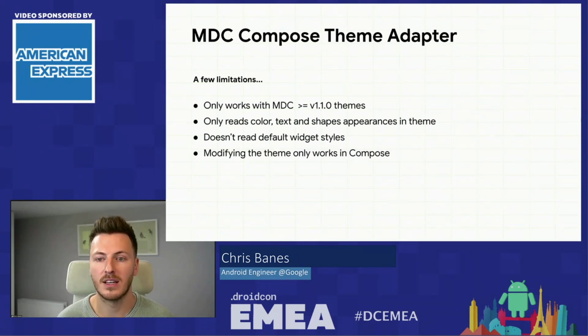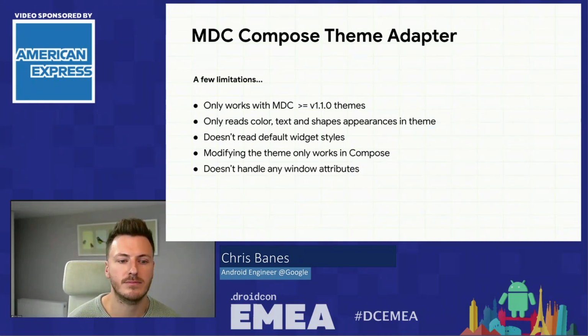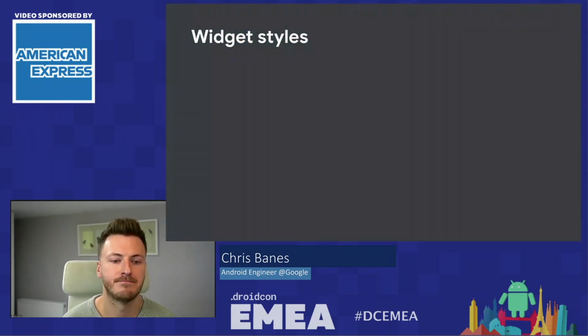And as we mentioned earlier, you can modify themes at runtime in Compose, but if you do that, it only works in Compose. It doesn't automatically update your view theme at the same time. It's a one-way conversion. And then finally, it doesn't handle any window level attributes, which we'll talk about in a bit.